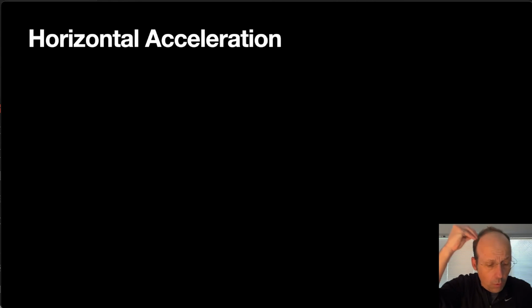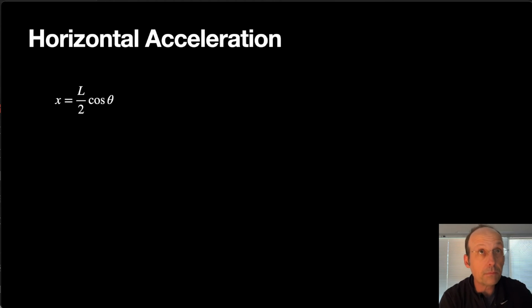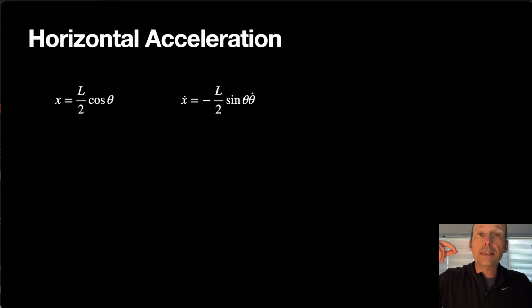Okay, so we want to find an expression for the horizontal acceleration because we want to find out when the horizontal acceleration goes to 0, going from positive to negative. That's when the ladder loses contact with the wall. Here's my expression for x. Here's my expression for x dot. We had that already. What about x double dot?